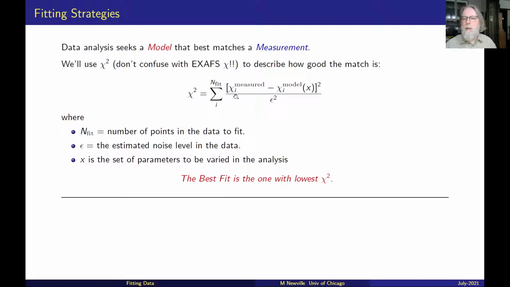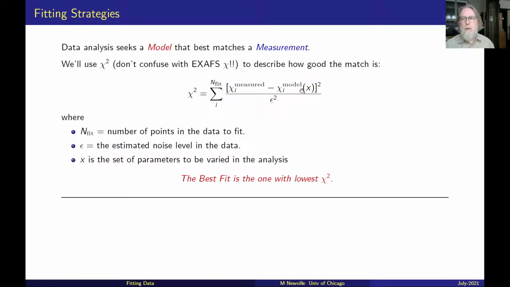So we have our measurement, chi, the XAFS measured, and then we make a model for it from the XAFS equation. And here this parameter, this x, is meant to describe all of the parameters that we might vary in the fit. And then we have an uncertainty in the noise level of the data. And we'll take the data minus the model, square that, and divide by the uncertainty in the data, or the noise level in the data. The sum of that over the number of data points gives us chi-square.